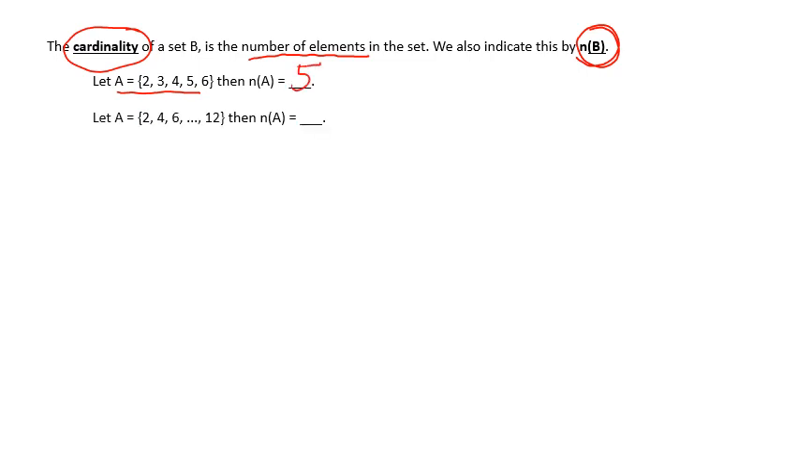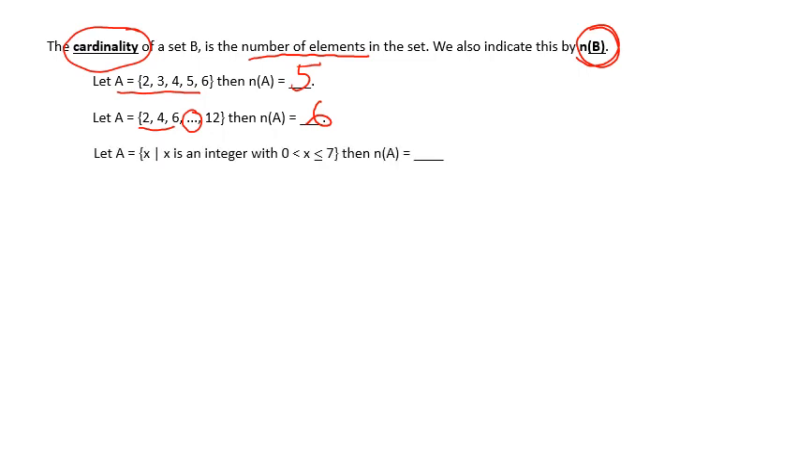Given a set A here, can you tell me the number of elements in A? Well, we have the 3 dots right here, which you have to understand simply means the pattern on the left-hand side is being repeated, and we're going to go all the way up to 12. So apparently we're counting the even numbers from 2 to 12. So we have 2, 4, 6, 8, 10, 12. We have 6 elements in this set.